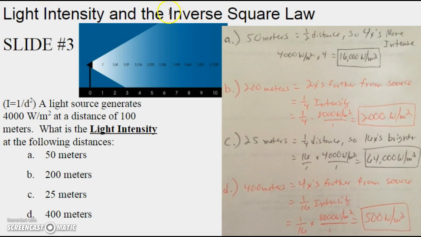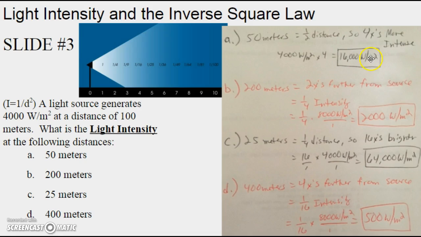So here we look at light intensity and the inverse square law. I want you to see that the further you get from a light source, the less intense or less bright that light is. Therefore, the closer I get, the brighter or more intense that light is. So a light source generates 4,000 watts per meter squared at a distance of 100 meters. What is the light intensity at 50 meters? Well, 50 meters is 1/2 the distance of 100 meters, so half the distance is 4 times more intense. So 4 times the original intensity of 4,000 watts per meter squared is 16,000 watts per meter squared. This larger value tells me that it's more intense.